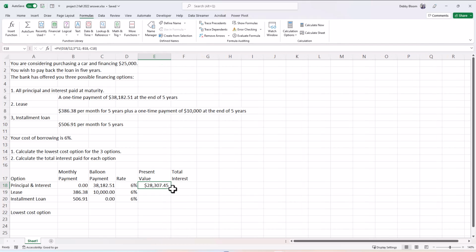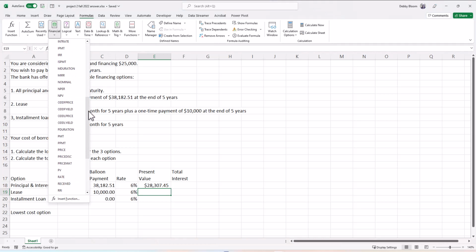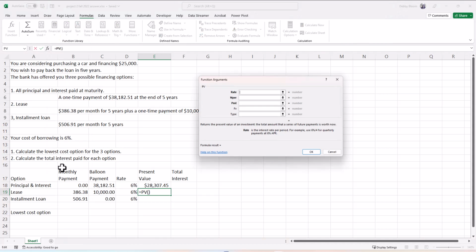and just make the column a little bit wider to show the formula. So as I said, you doing this at home, you can just copy this down, but I want to make sure that you understand this. So Formulas, Financial, and PV. Rate, click on the 6% and then /12 because of monthly compounding. N per 5 years times 12 payments per year, 60 total months in the loan.